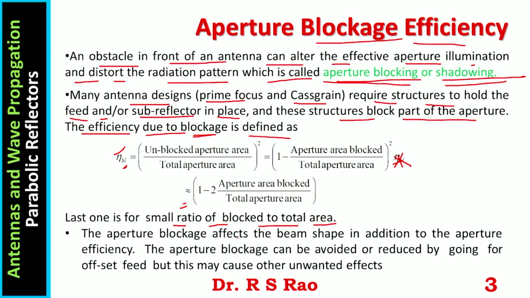Now the aperture blockage affects the beam shape in addition to aperture efficiency. The aperture blockage can be avoided or reduced by going for offset feed, but this may cause other unwanted effects which were listed in the previous treatment, that is in part 1 on parabolic reflectors.